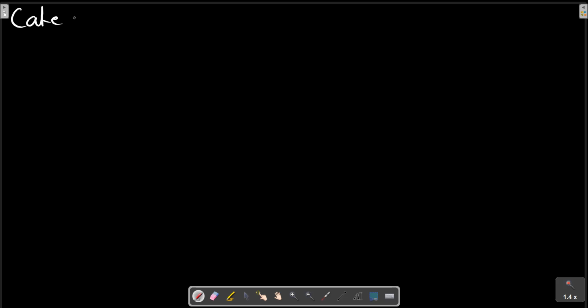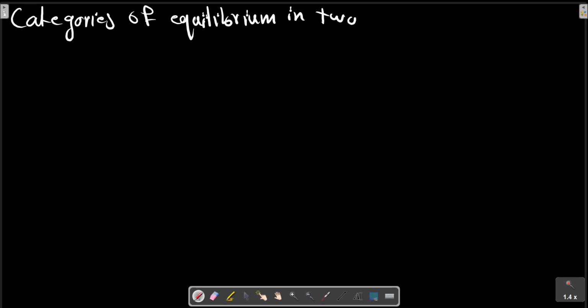Categories of equilibrium in two dimensions.